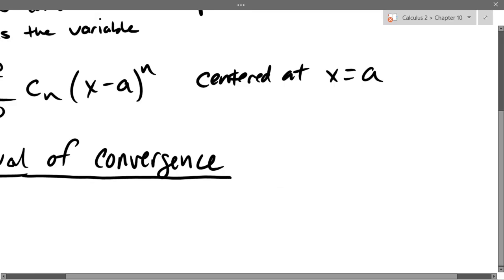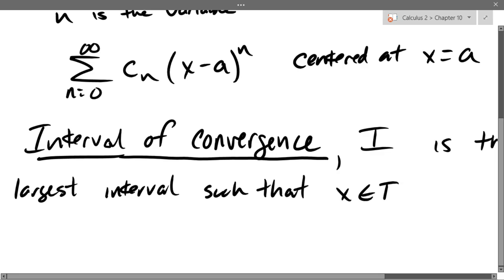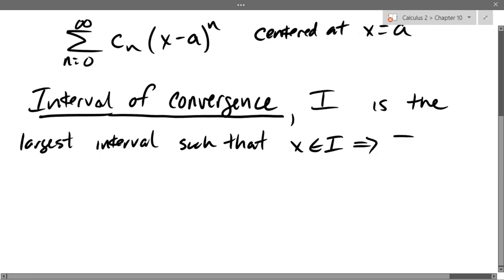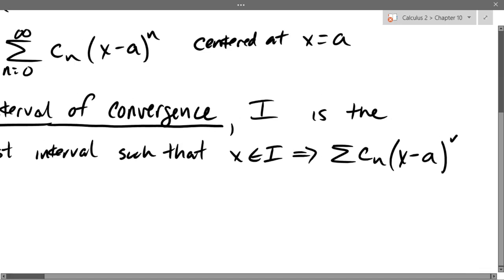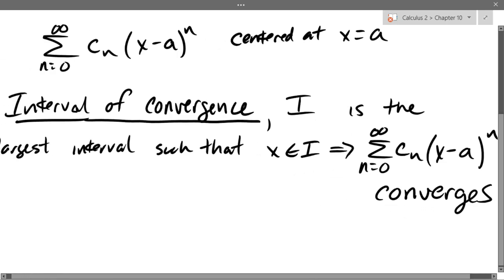So I'll call it capital I, the largest interval such that x in I, so if you take any x in I, that implies that the summation of c_n times (x minus a) to the n converges. It is possible that your interval is super small, and the smallest the interval could ever be is a single number.